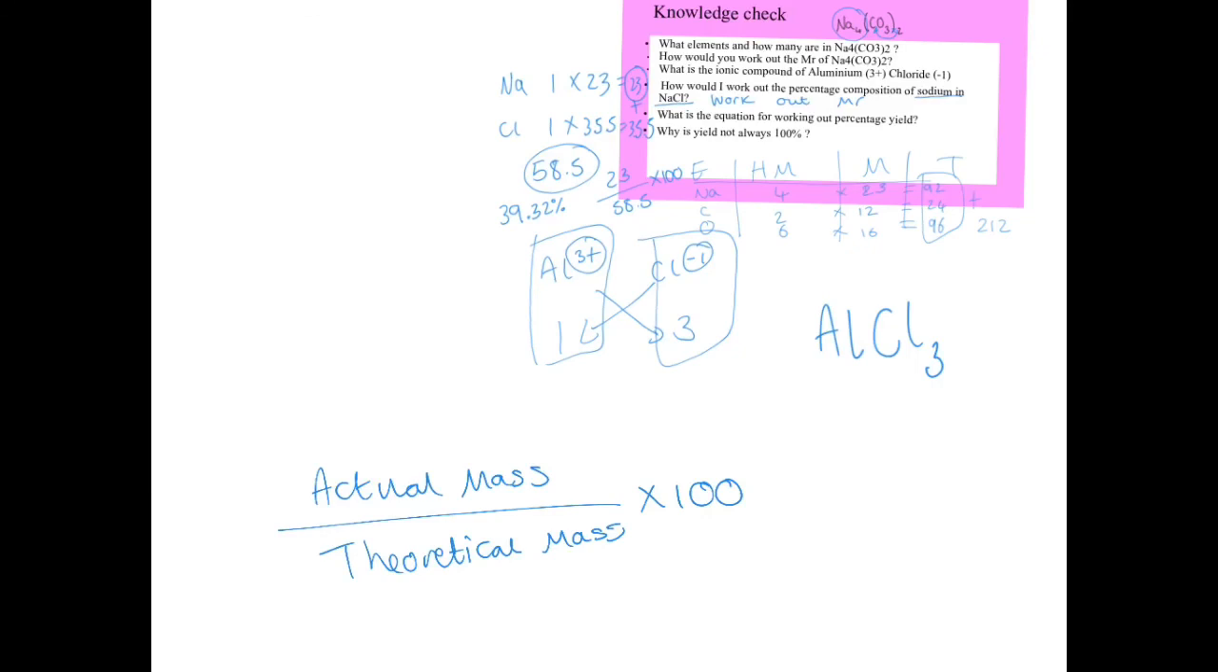Why is yield not always 100%? Loss in filtering, loss when evaporating, not all the reactants react.